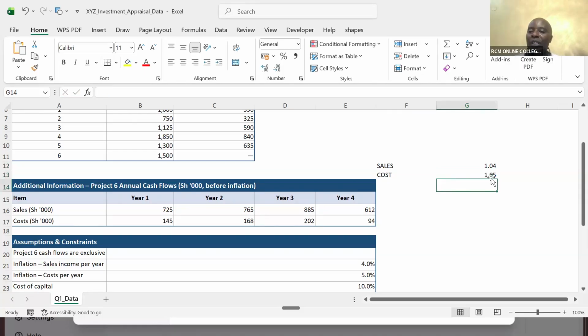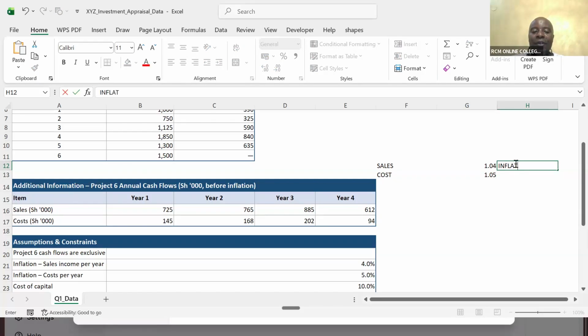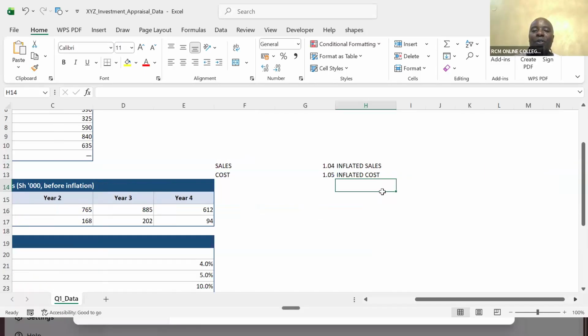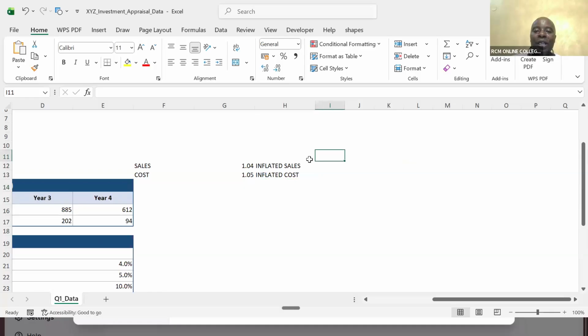All right, my good students. So what I then need to do is to mention here inflated sales and inflated cost. So we have here inflated sales, and then down here we have inflated cost. Inflated cost like that. Great. So remember, this will be for the first 4 years. Don't forget that. So we have our years. We can come and put our years here.